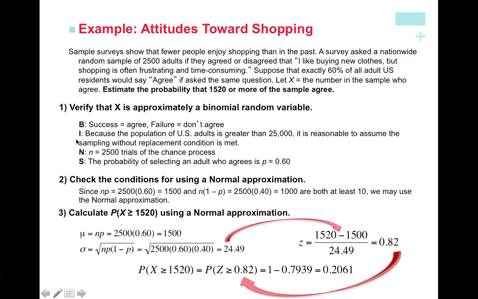But the important thing is, before we can do this sort of thing, we have to make sure that our random variable is binomial and that we can use a normal approximation.